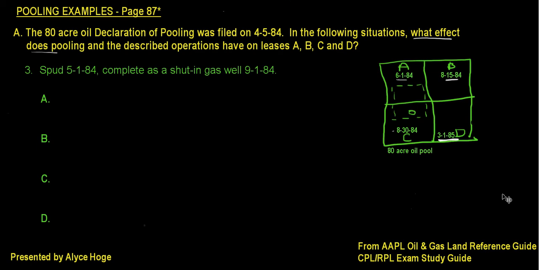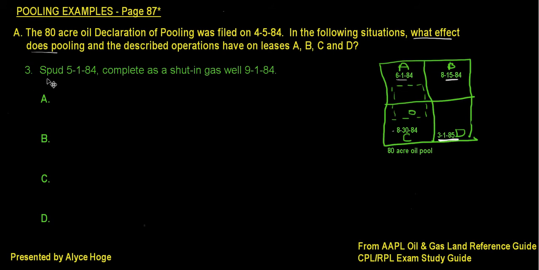So now let's look at a pooling example from the AAPL Oil and Gas Land Reference Guide, A3. We've got the same fact pattern as we had in A1 and A2. We've got an 80-acre oil declaration of pooling filed on April 5th, '84, and we're trying to figure out what impact that pooling is going to have on different scenarios.